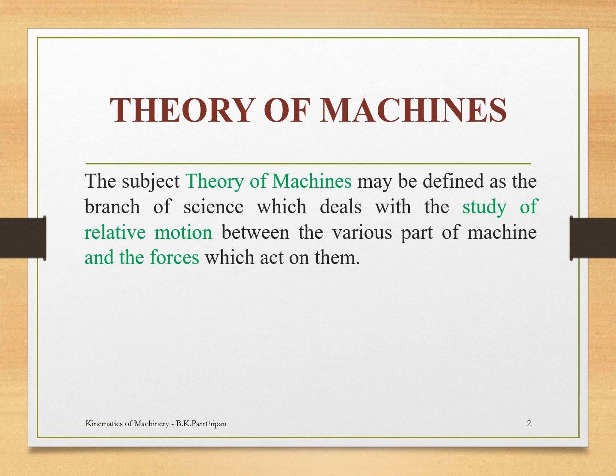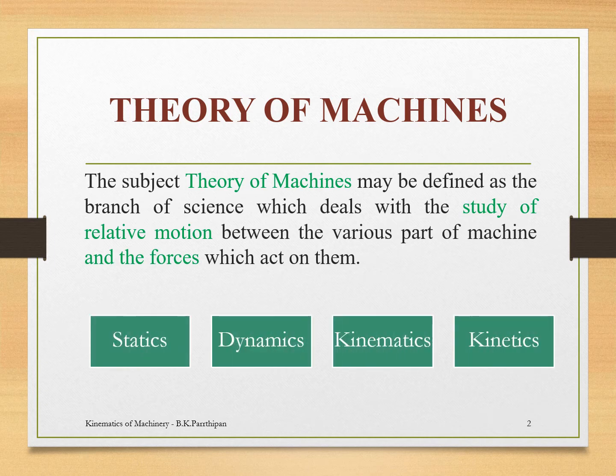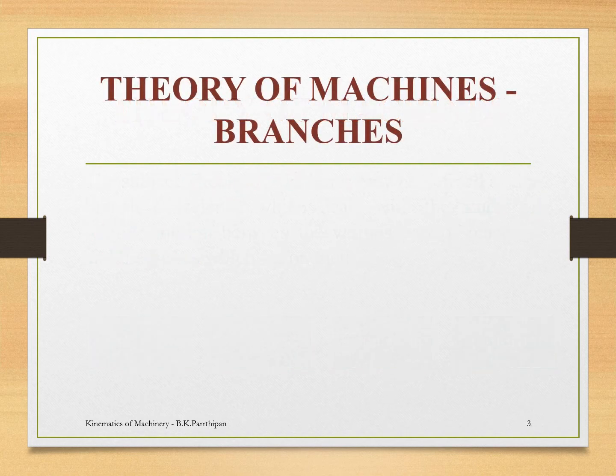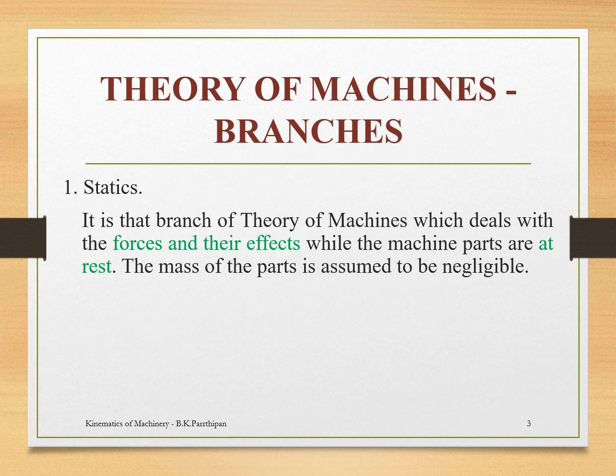The theory of machine is broadly classified into four branches. They are statics, dynamics, kinematics, and kinetics. Now, let us define the various branches broadly. First one is statics. Statics is the branch of theories of machine which deals with the forces and their effects when the machine parts are at rest condition. And in statics, the very important thing we have to assume the mass of the parts to be negligible. That is the important parameter we have to consider while undergoing statics analysis.